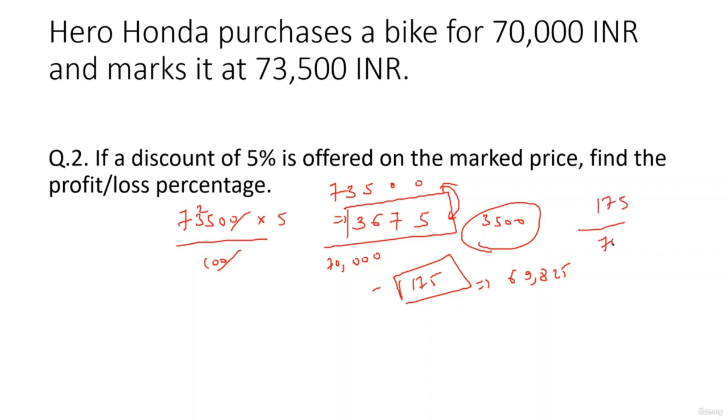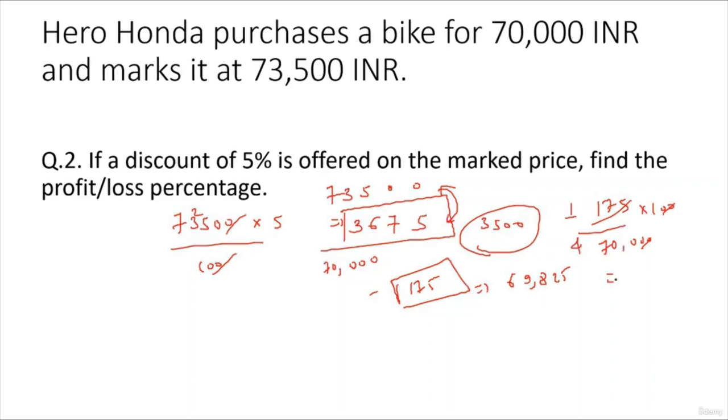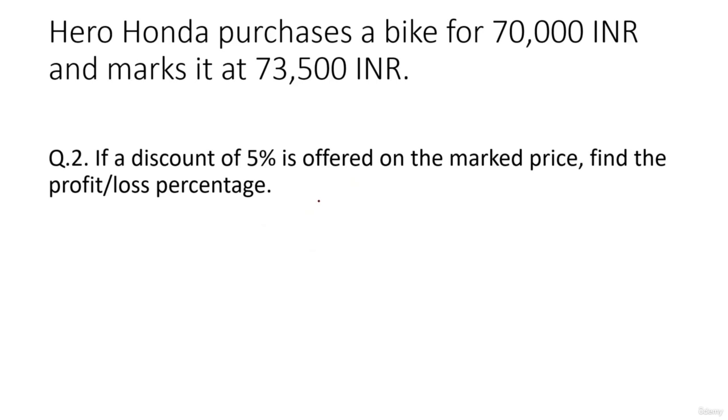The loss percentage is 175 out of the cost 70,000 into 100. So 0 0 gone, this will become 175 ones are 175, 4s are 700. There is a 0.25% loss. Now let's look at a much quicker way to solve the question. We already saw that in the previous question, the cost was 100. If the goods are sold at mark price, the profit is 5%.